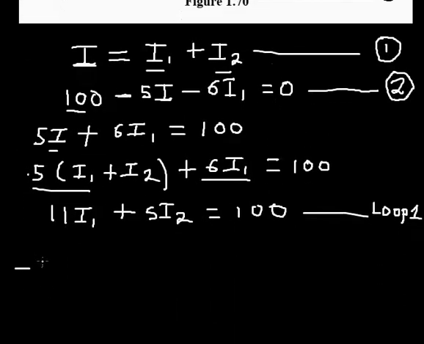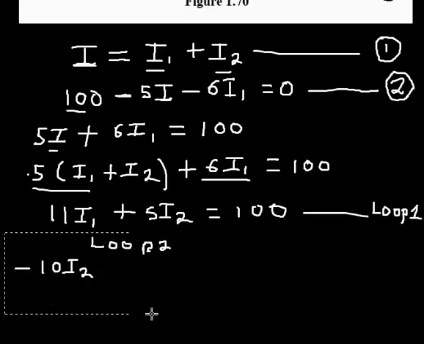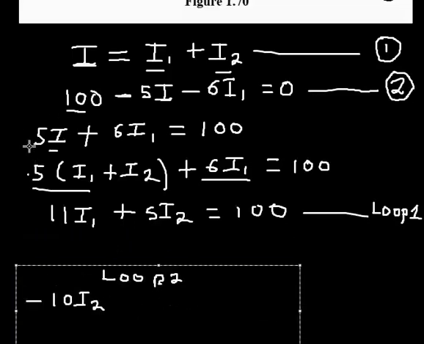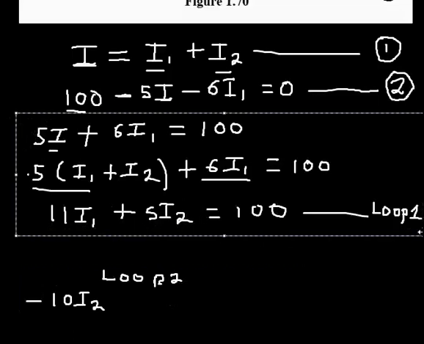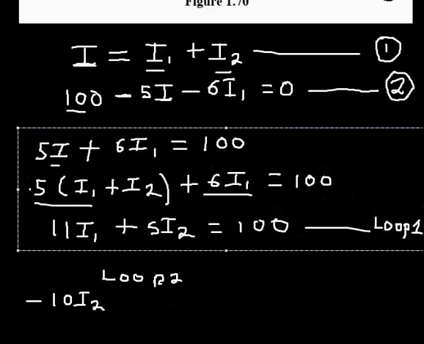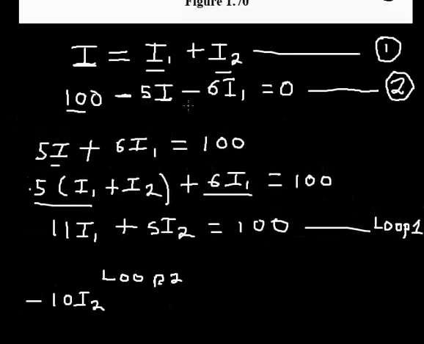So I'm having minus 10I2. Here, what I'm working on is loop 2. Let me bring that down. Remember, what I actually evaluated here was for loop 1. So I'm going straight to loop 2.